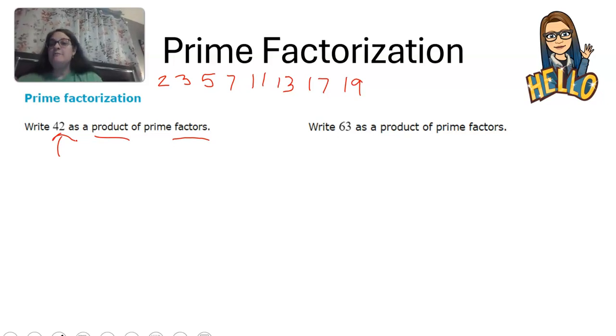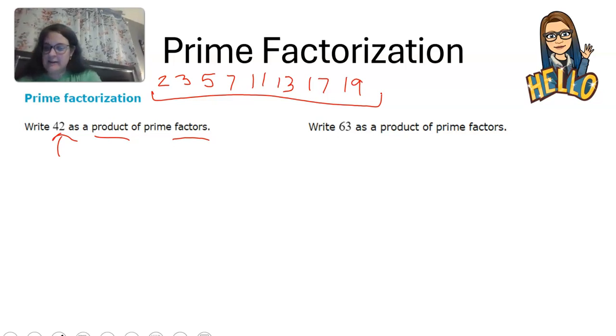So when you say write 42 as a product of prime factors, you're saying that you are multiplying these prime factors, these prime numbers here. These are the prime factors, the numbers you're multiplying together to give you a product, an answer of 42.